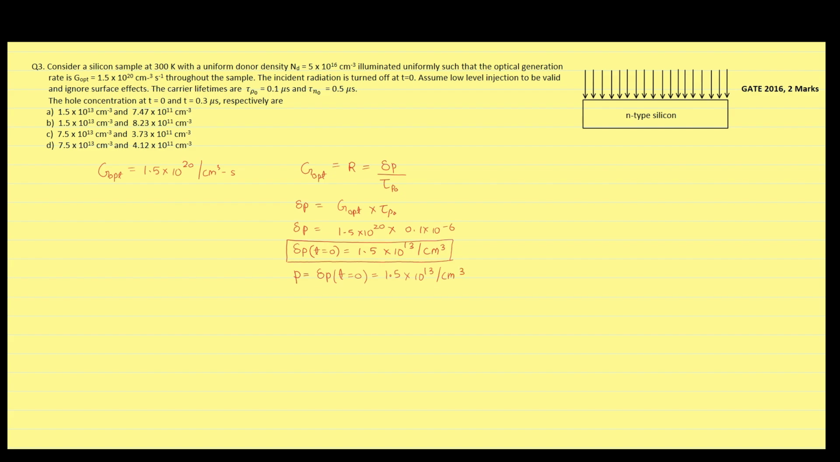Now, we also know the hole concentration will decay with the formula. Now you have to simply put the values. After calculating, you will find the hole concentration at 0.3 microsecond to be approximately equal to excess hole concentration, which is 7.46 into 10 raised to the power 11 per centimeter cube. So, the answer is the first option.